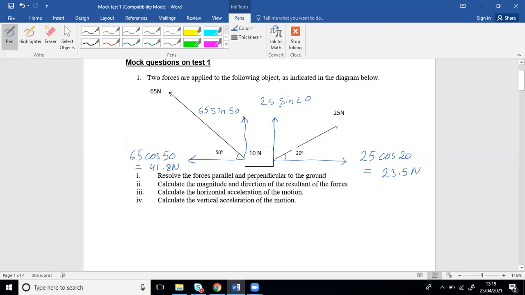Okay, so I'm going to do the same thing for the parallel components. So 25 sine 20, that would be 8.6 Newton. And then in here, that should be about 41.8. Yeah, so that is my answer.